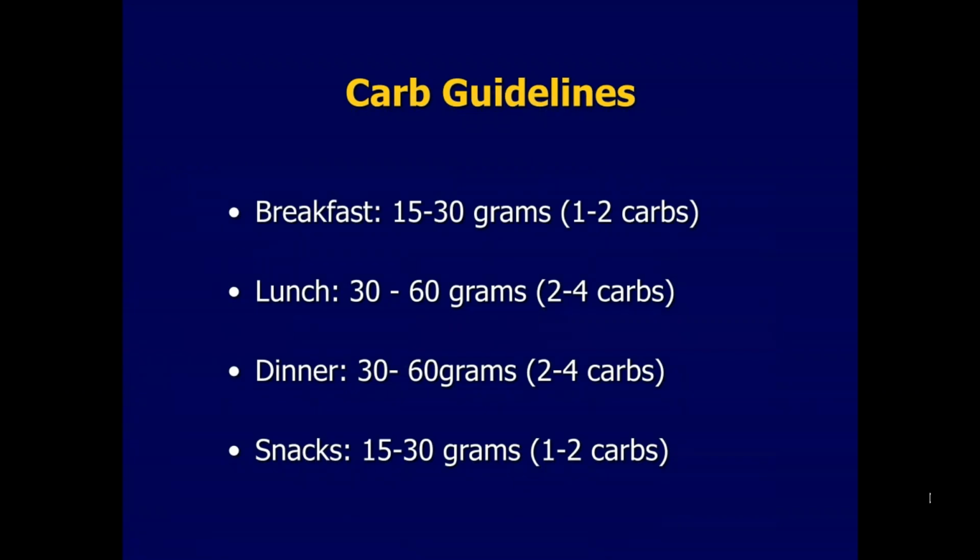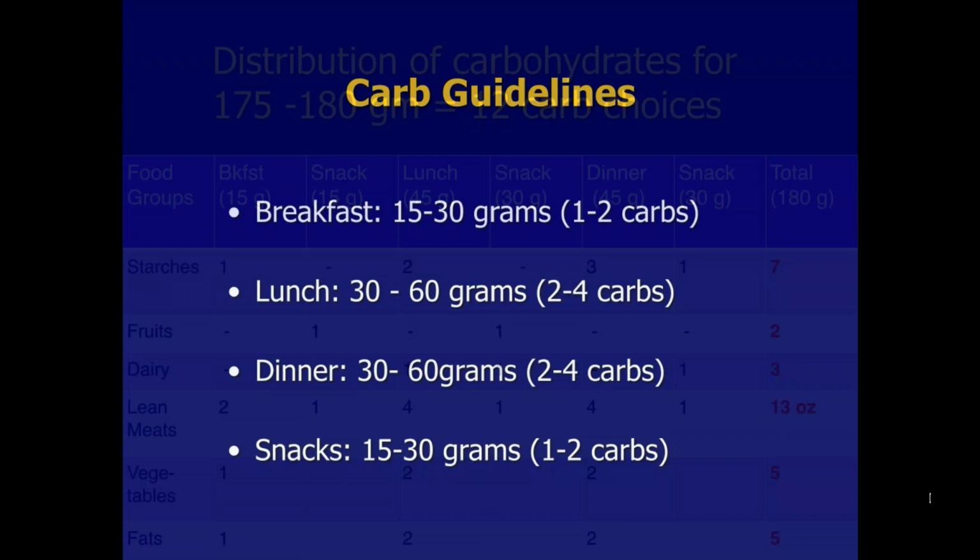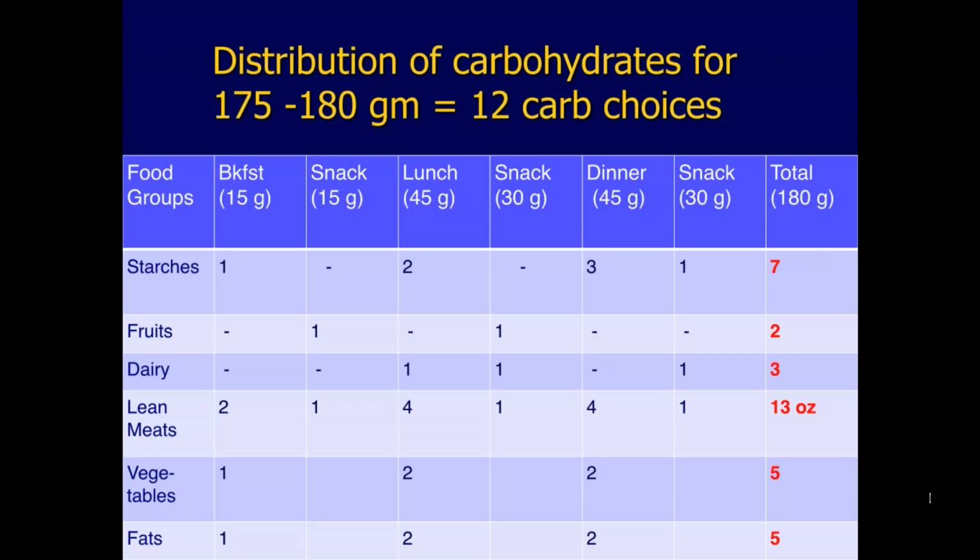Now, this is just another good table, distribution of carbs, anywhere from 175 to 180 grams, which is 12 carb choices. If you look at the extreme left, it says the food groups, and then you have the 6 small meals. We're talking about the breakfast, snack, lunch, snack, dinner, snack. And the total, when you add it up, you get 180 grams of carbs. So if you want to use this tool, feel free to do that.